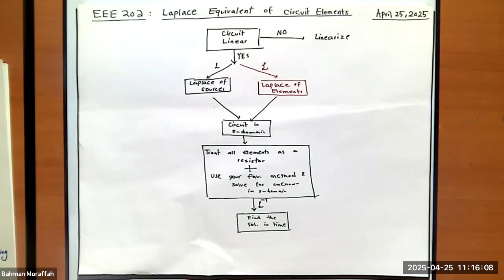Talk about the last piece of this diagram, which basically tells us how we can convert any element in the circuit that we have in time domain to the equivalent version of it in the S domain. That is the whole plan.